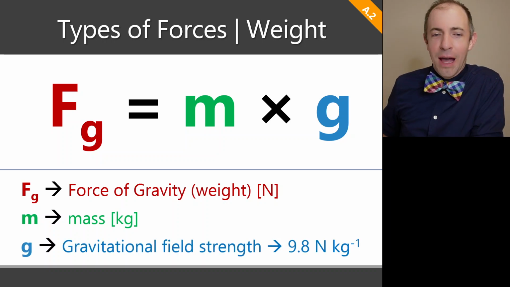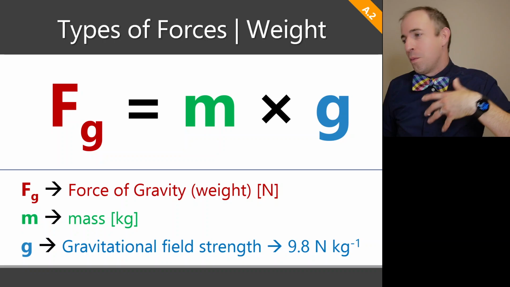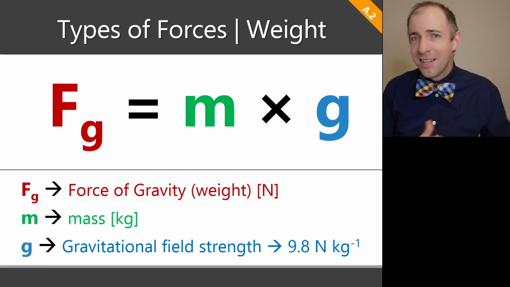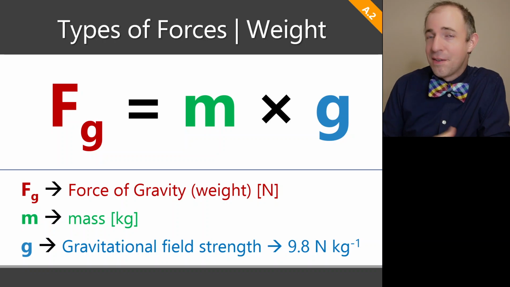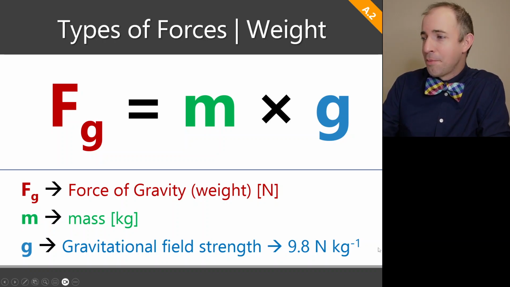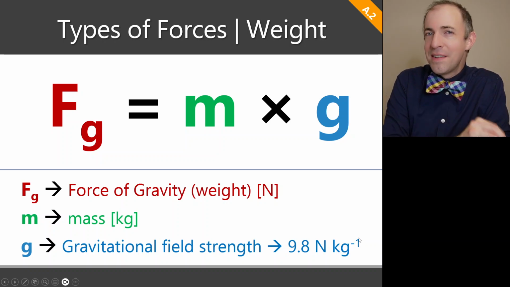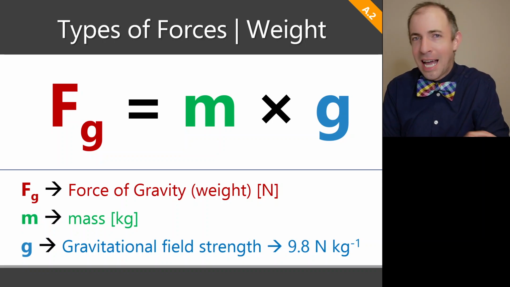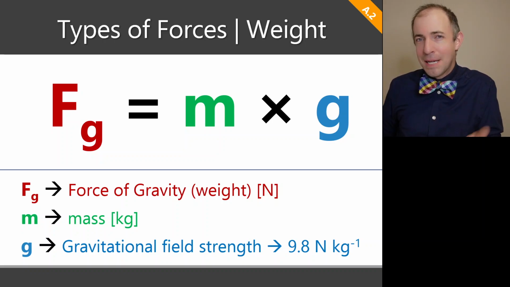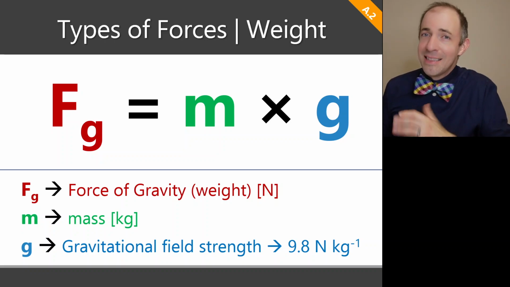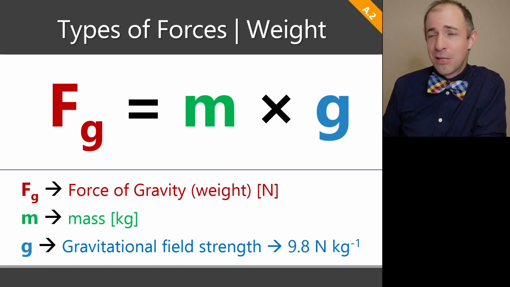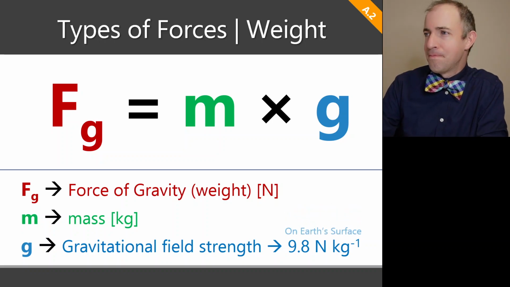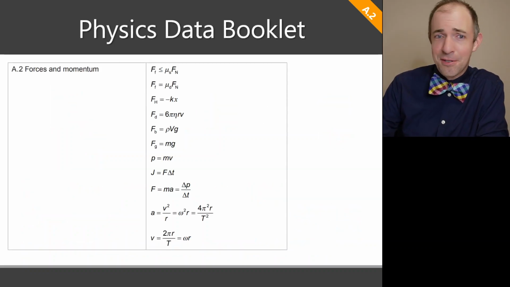And then g is the gravitational field strength. We are going to use 9.8 newtons per kilogram. This varies across the surface of the Earth. It also varies if you go to different planets. So 9.8 newtons per kilogram is the gravitational field strength roughly on the surface. You will see this number in the IB Physics data booklet as 9.8 meters per second squared. We will see later on that it's also the acceleration of gravity, but we are going to use it now as newtons per kilogram.